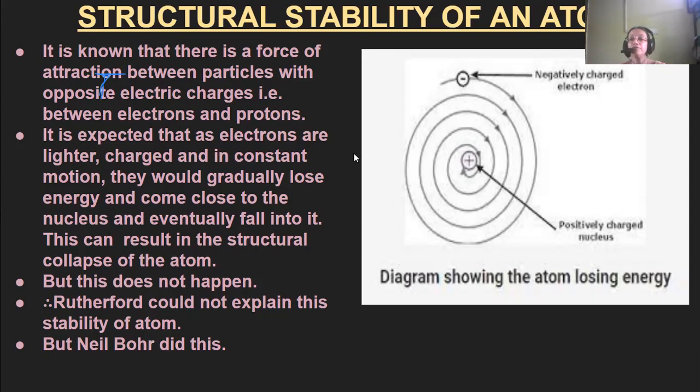See, if this is the electron moving around the nucleus, it keeps losing energy, comes closer to the nucleus and falls into it. But if this happens, there will be a structural collapse of the atom. But actually, this does not happen. This was not explained properly by Rutherford. It was explained by a scientist named Niels Bohr.